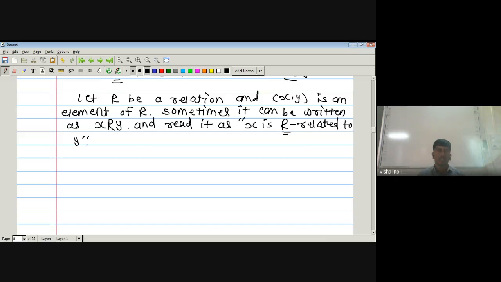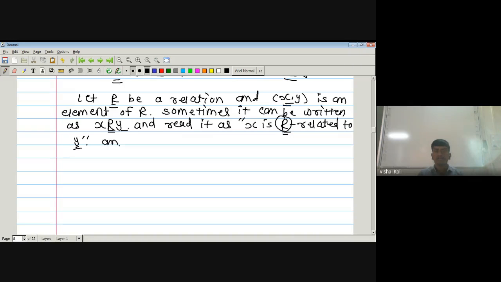If we have one relation R and x, y is any element of R, then we can write it as x R y, and read it as x is R related to y. X is R related to y means x is related to element y under the relation R.